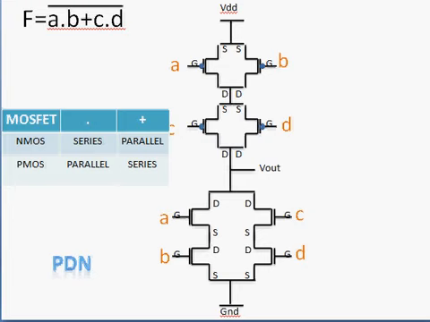Next, to find the Euler's path, we break this given circuit into two parts.